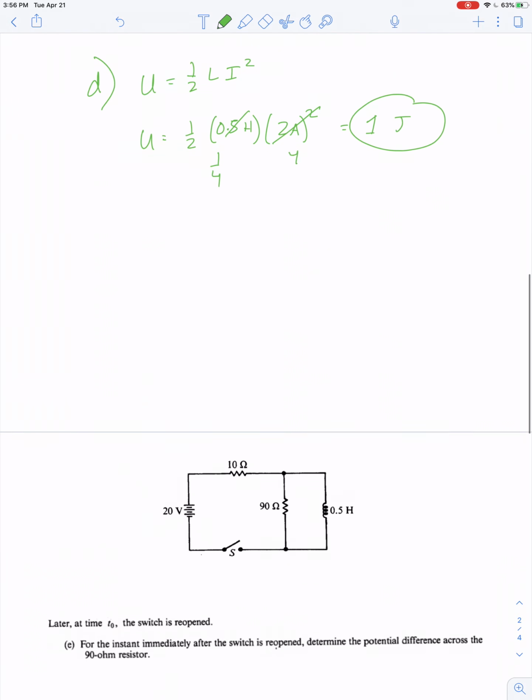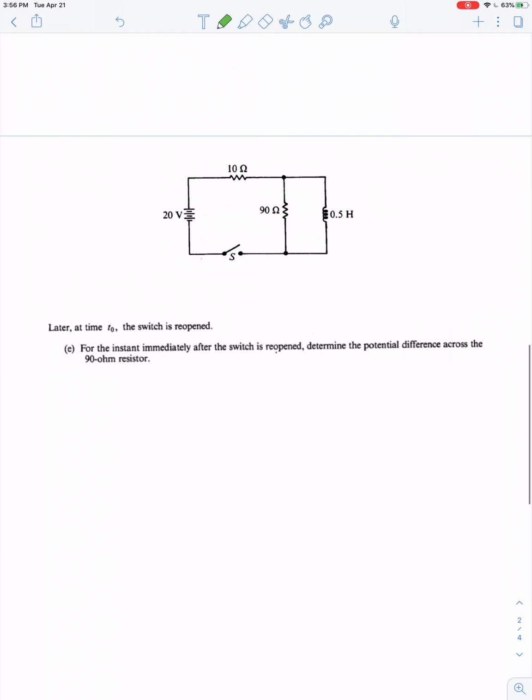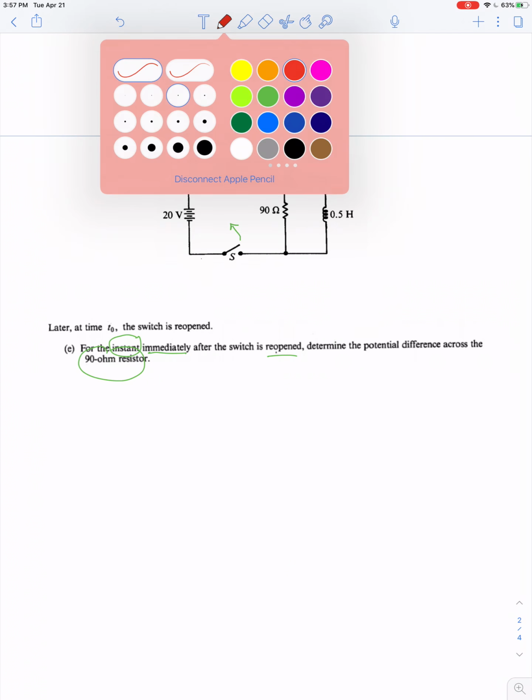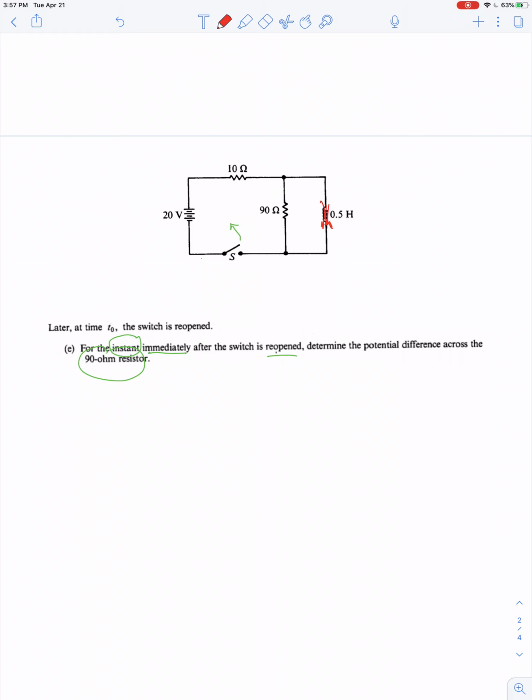Okay, moving on. At some later time t0, the switch is thrown back into the open position. For the very instant immediately after the switch is reopened, what's the potential difference across the 90 ohm resistor? So, this magnetic field that developed in the inductor and that energy of 1 joule that was stored in that magnetic field, well, the magnetic field can't instantly collapse to 0.